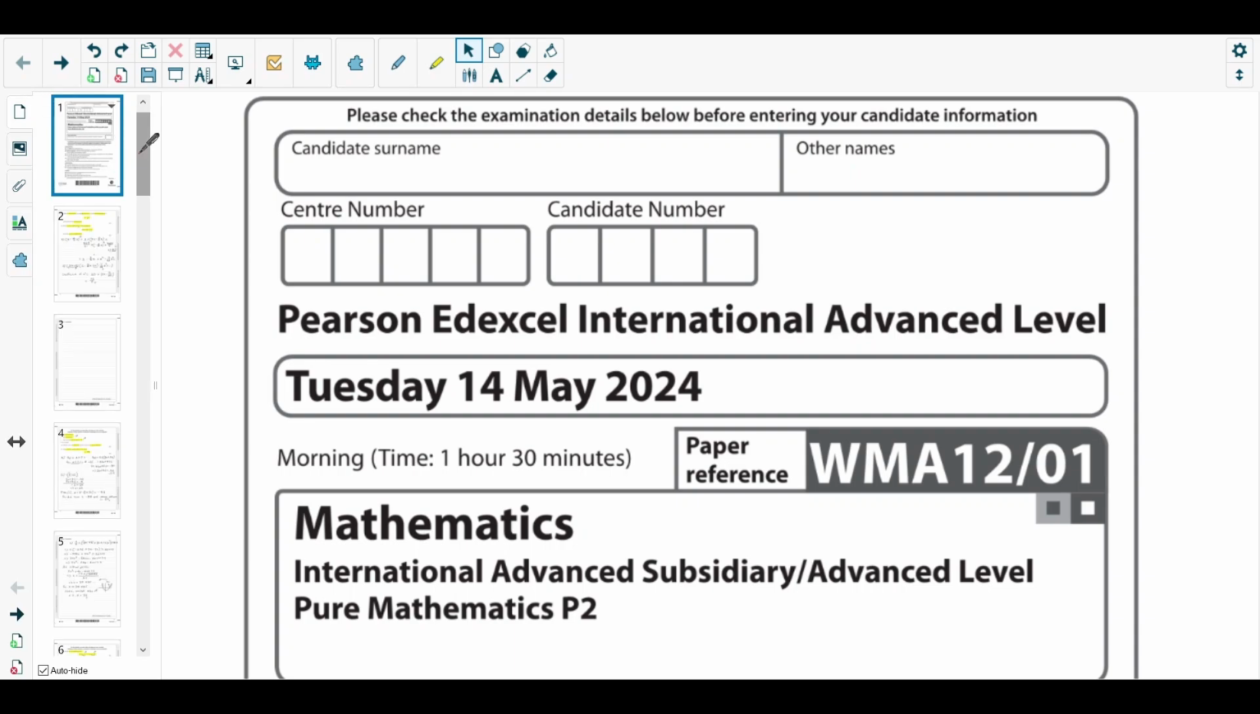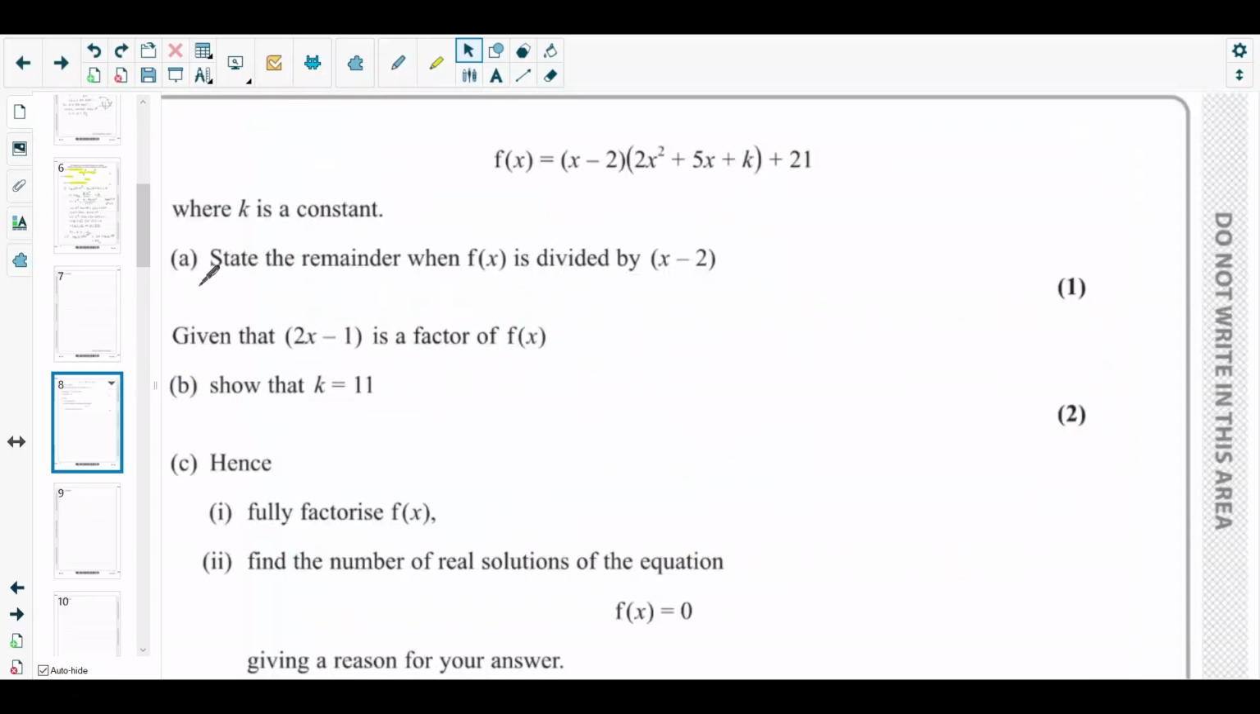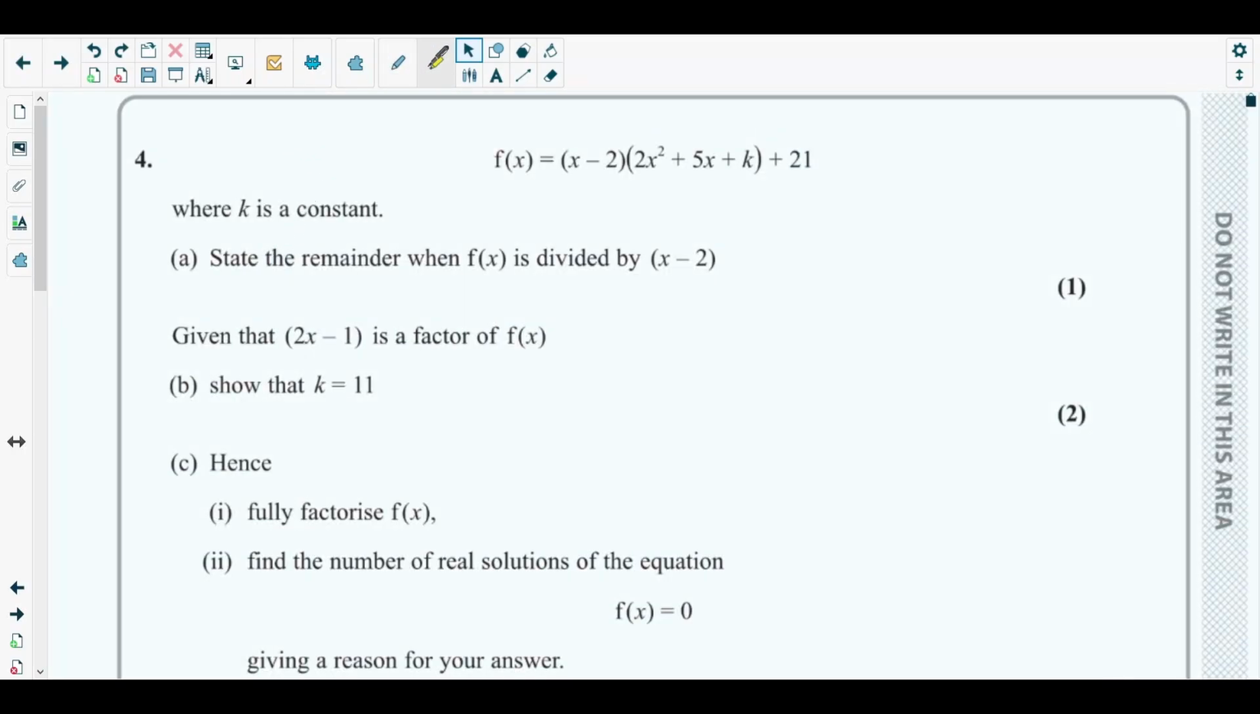In this video, we will be solving the fourth question from the recent past paper of Pure Mathematics 2, which is the May 2024 P2 paper. So let's get started with question number 4. In question number 4, it is given f(x) = (x − 2)(2x² + 5x + k) + 21, where k is a constant.